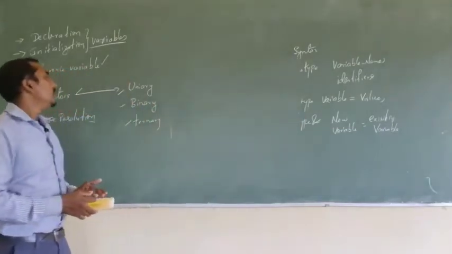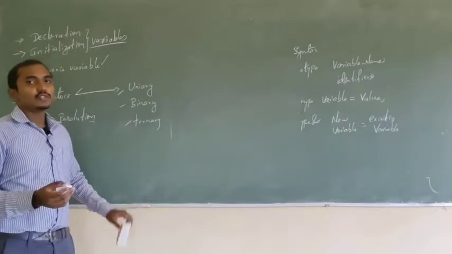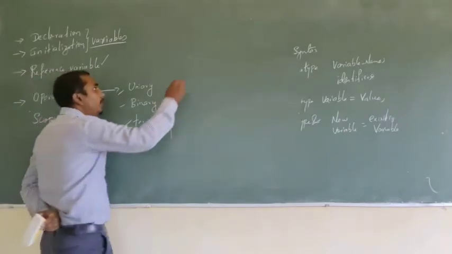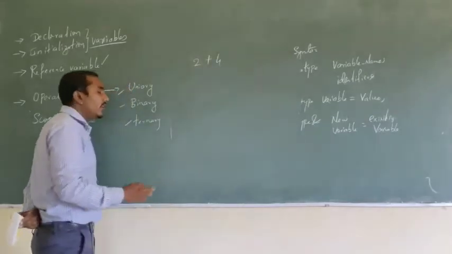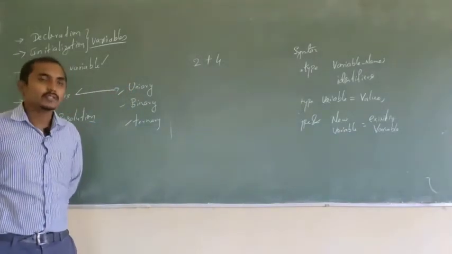Next is the binary operator. As I told you, a binary operator is any operator which has two operands. In that case, we will consider it a binary operator.